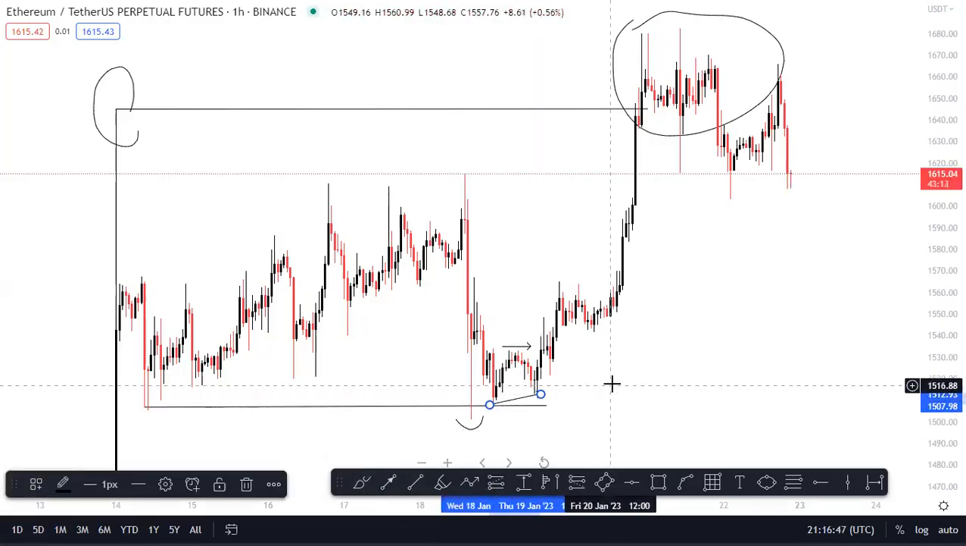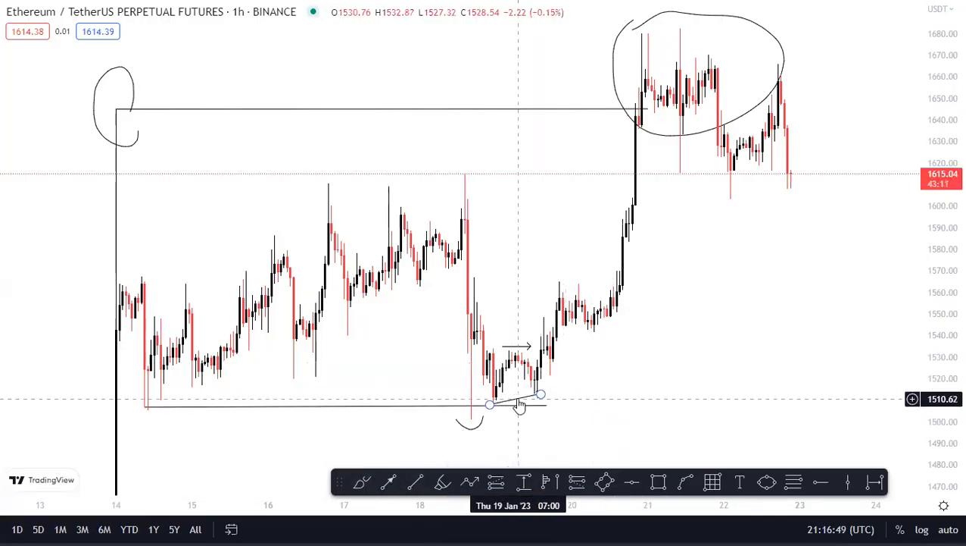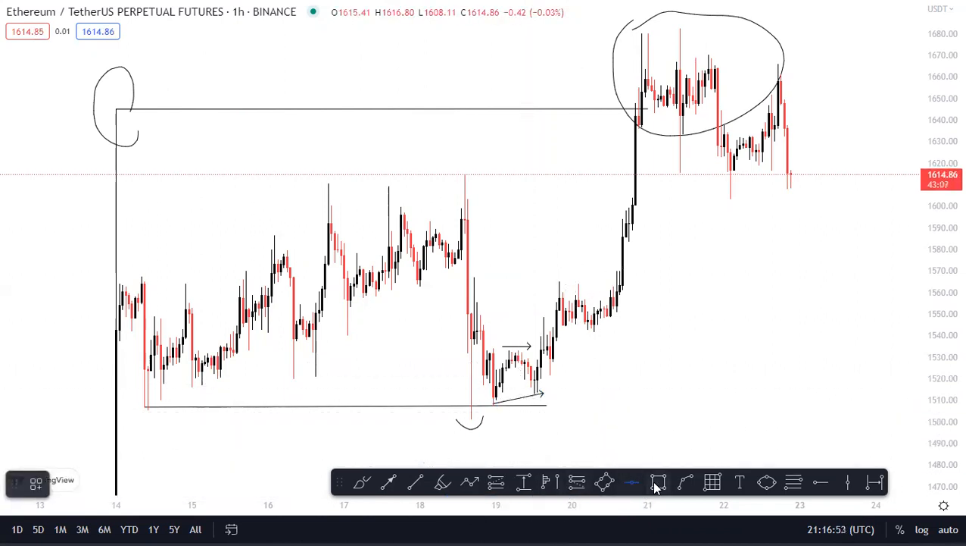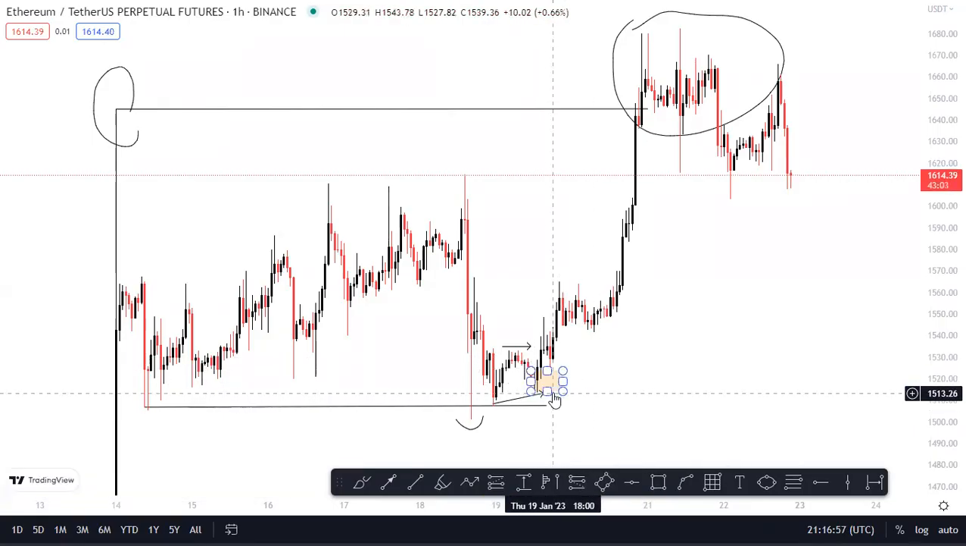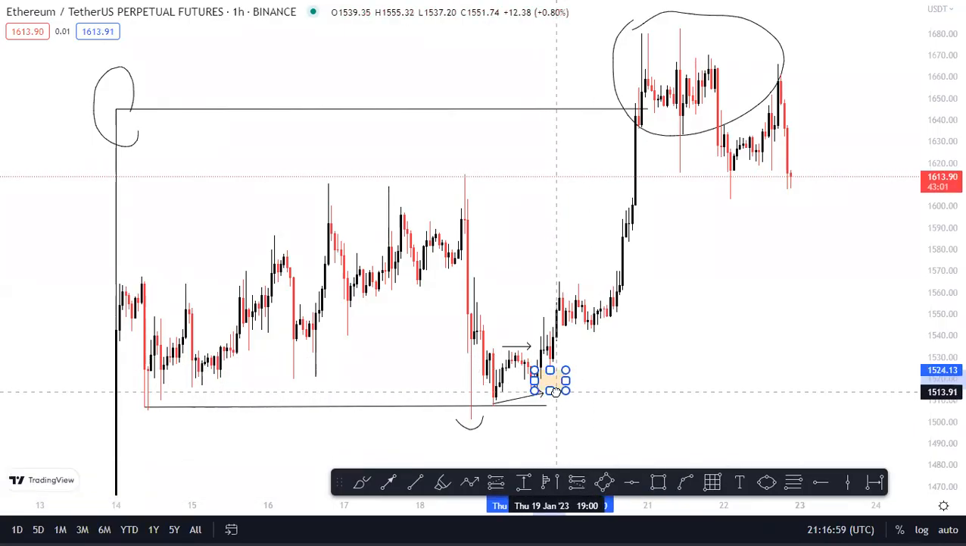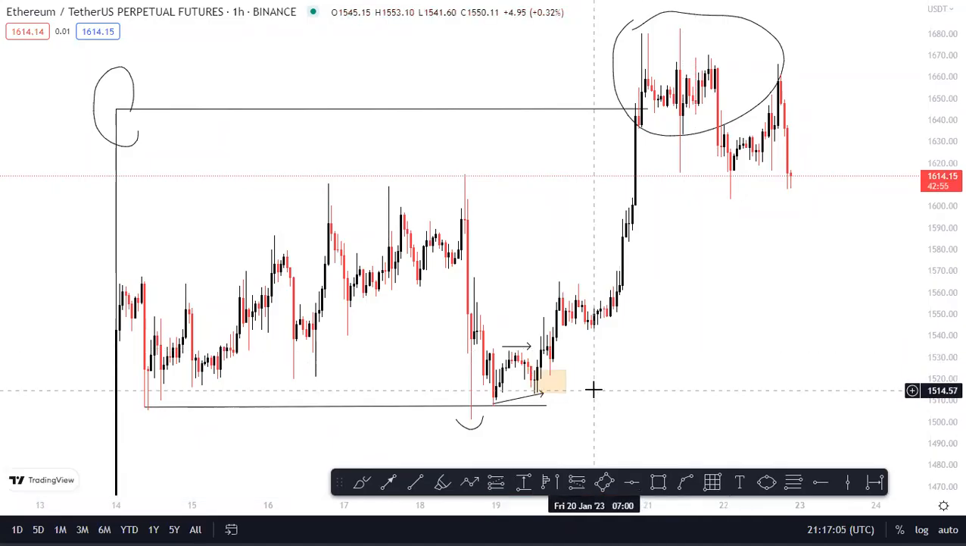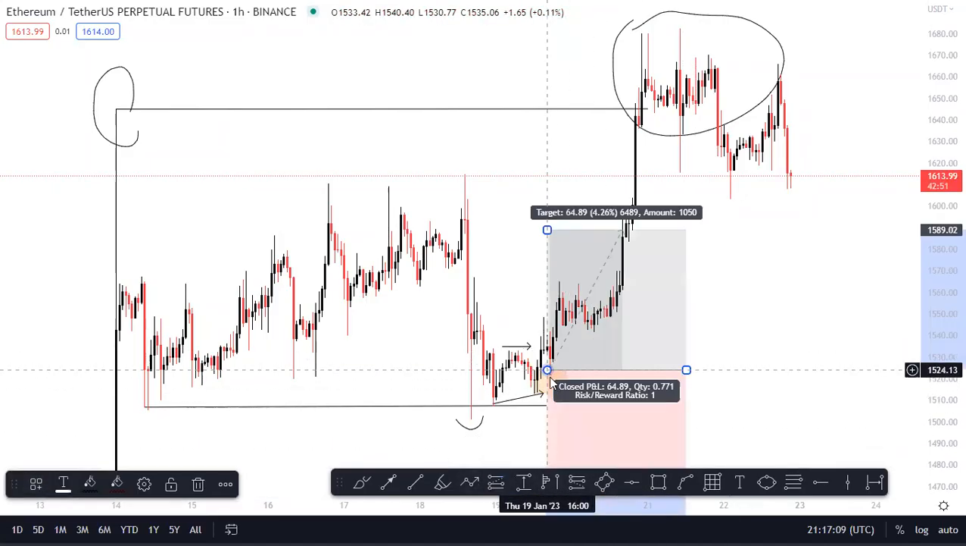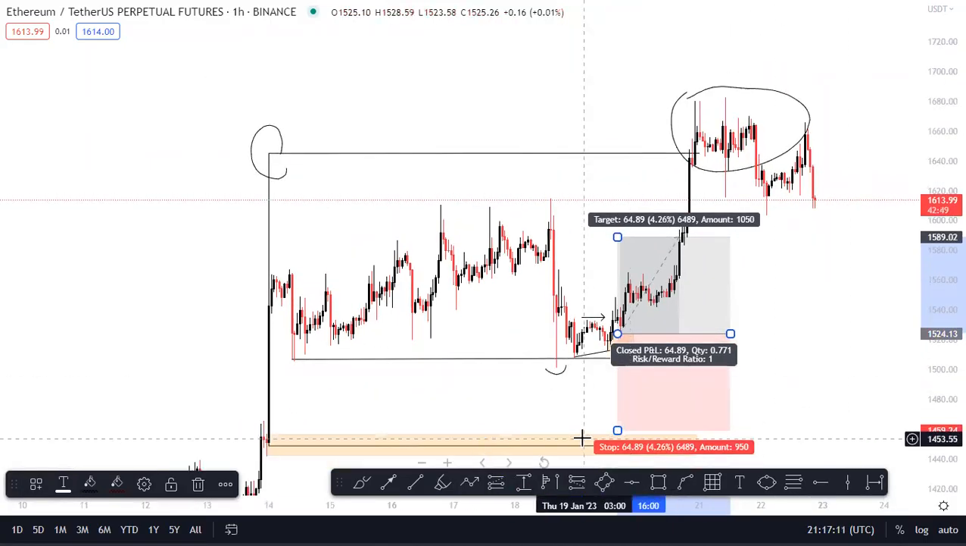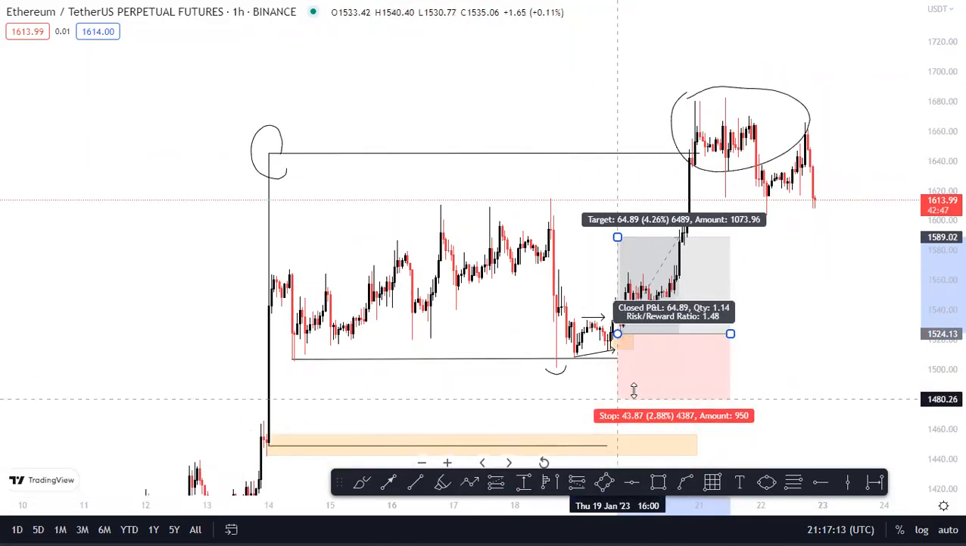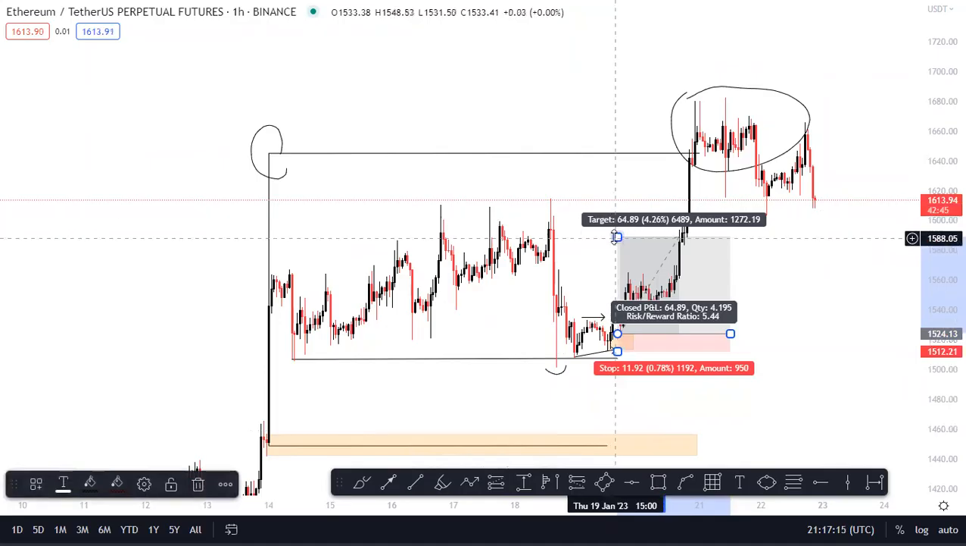You know what an SMS is? A shift of market structure, right? We had a BOS and an SMS, and price came back to mitigate this demand zone here. Price mitigated that demand zone at that point, and we bought to the upside, right?